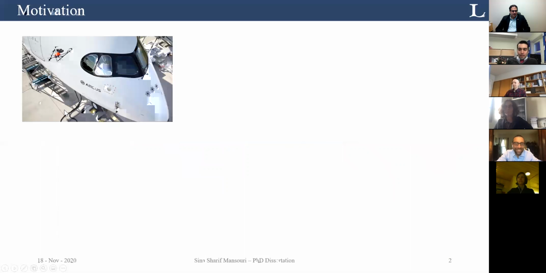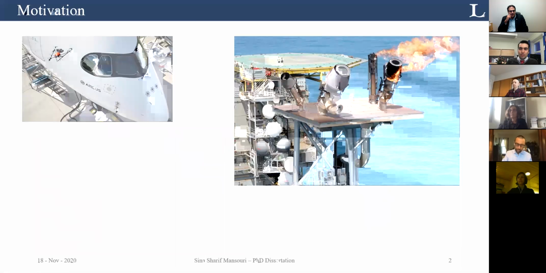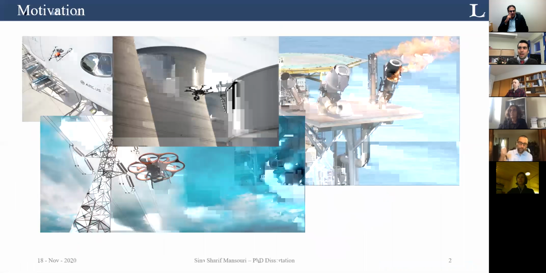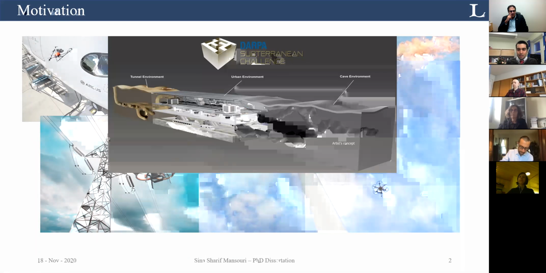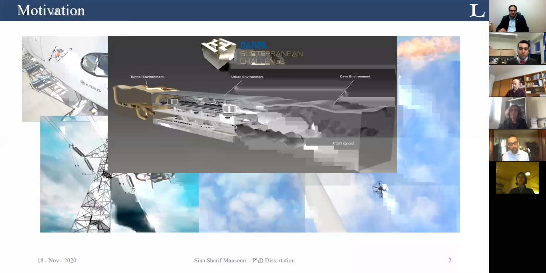So mainly I was working with micro aerial vehicles, and these platforms are widely used in different applications for inspections, such as airplanes, offshore structures, power lines, nuclear plants, and wind turbines. Also, due to their agility and capabilities, there is the DARPA Subterranean Challenge, where one of the goals is to deploy micro aerial vehicles in tunnel, urban, and cave environments for exploration and navigation, which I will go into in more detail in an upcoming part of my presentation.